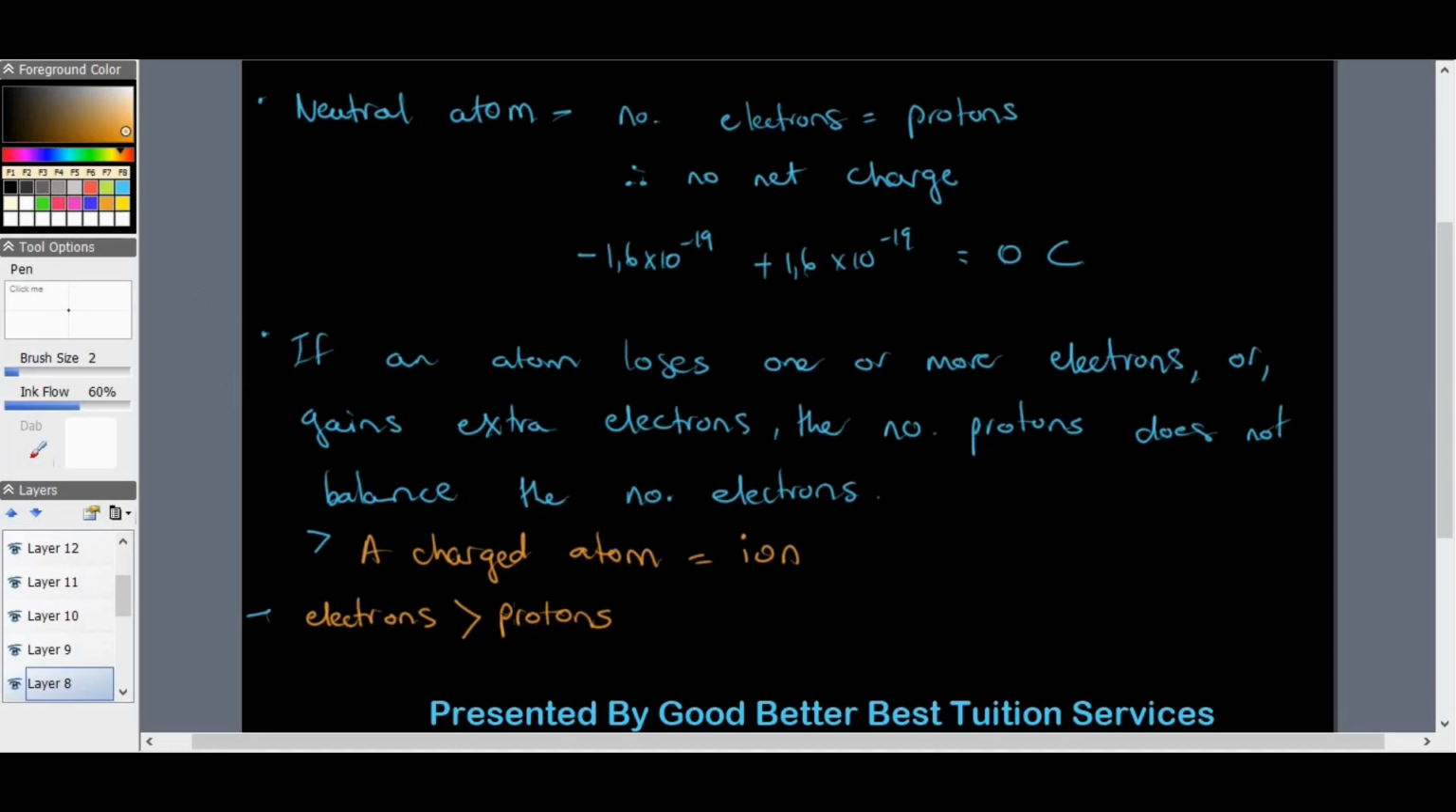So that means it has a negative charge, because there's more negative electrons. Electrons are negative, so there's more negative than positive, so it has a negative charge. If your electrons are more than your protons, you'll have a negatively charged ion. But of course, if the opposite is true, in other words, if there are fewer electrons than protons, or more protons than electrons, you will have a positively charged ion.